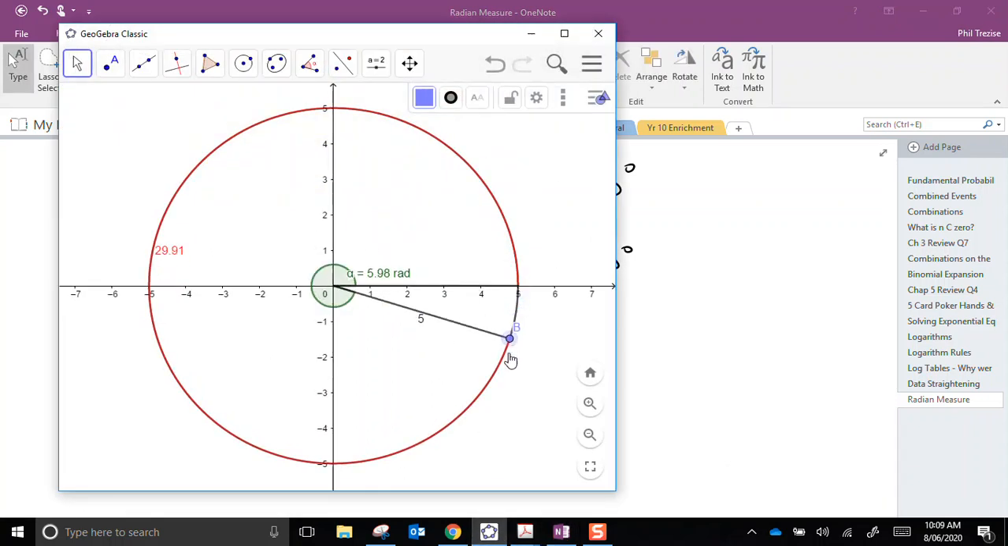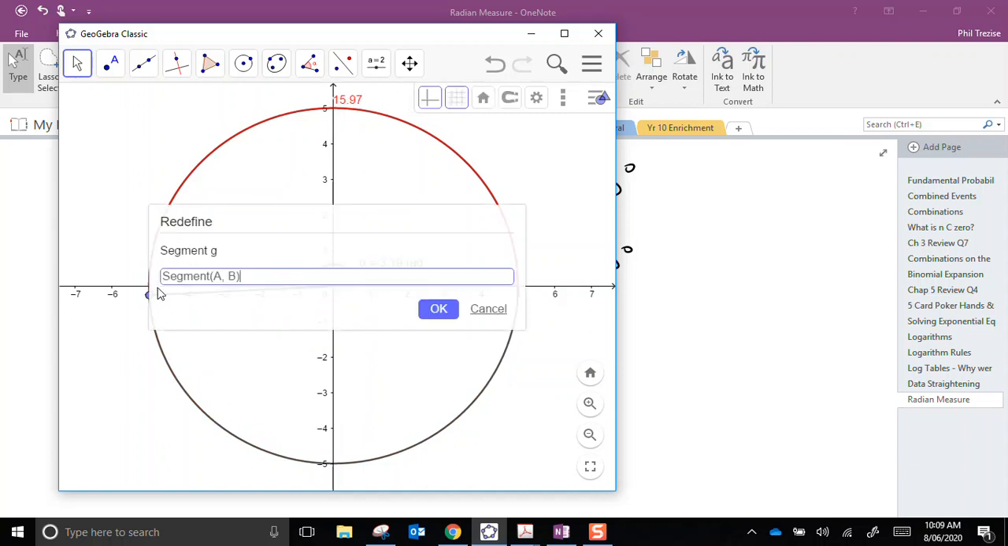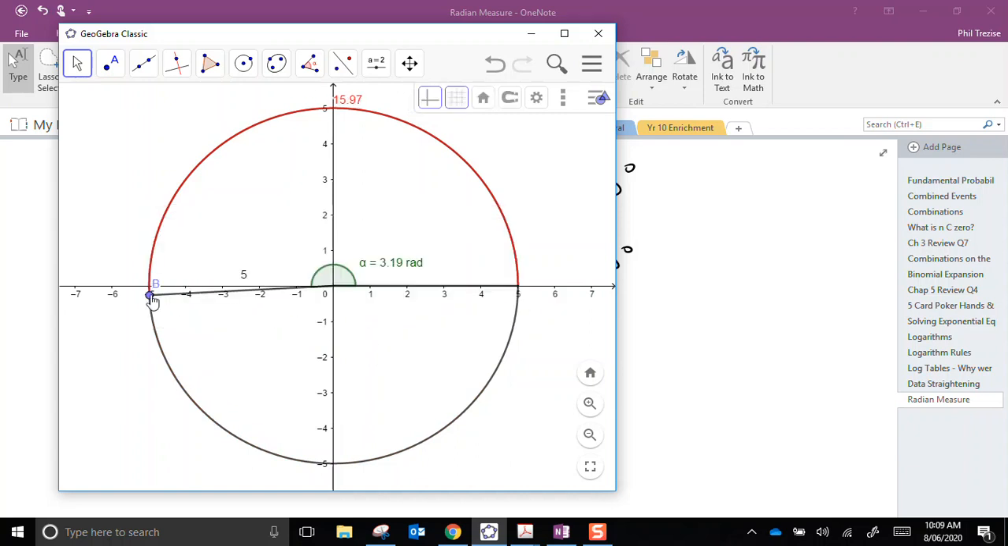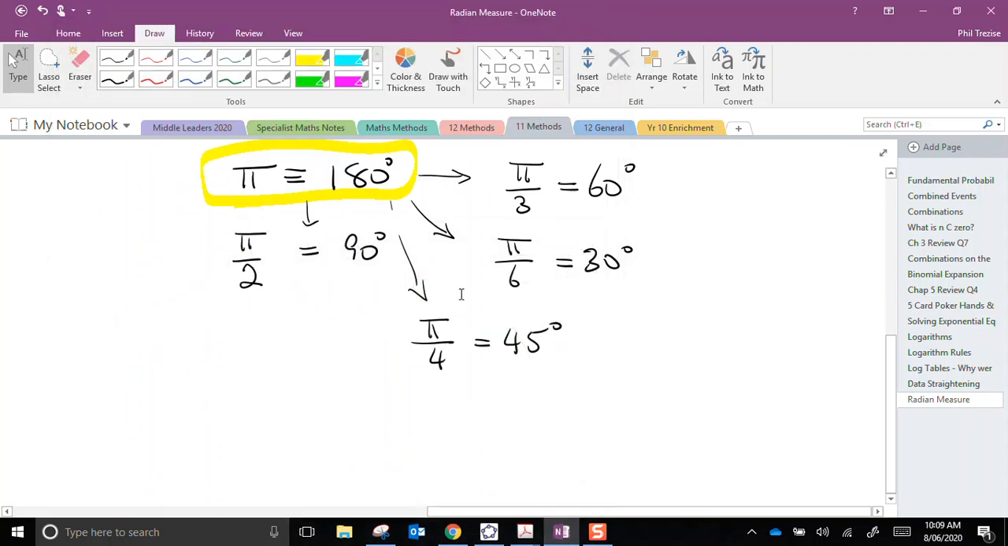If I just lock that back onto there for a minute, yes, you can see that that's 180 degrees, and that's pi radians. Now, if you remember pi radians is 180, you won't go too far wrong, because you can quickly work out what 60, 30, 45 and 90 are.